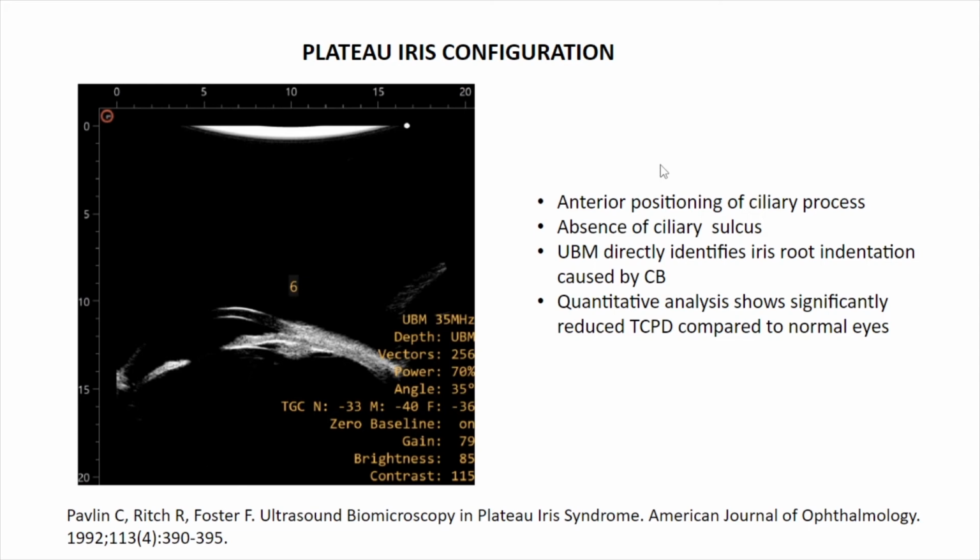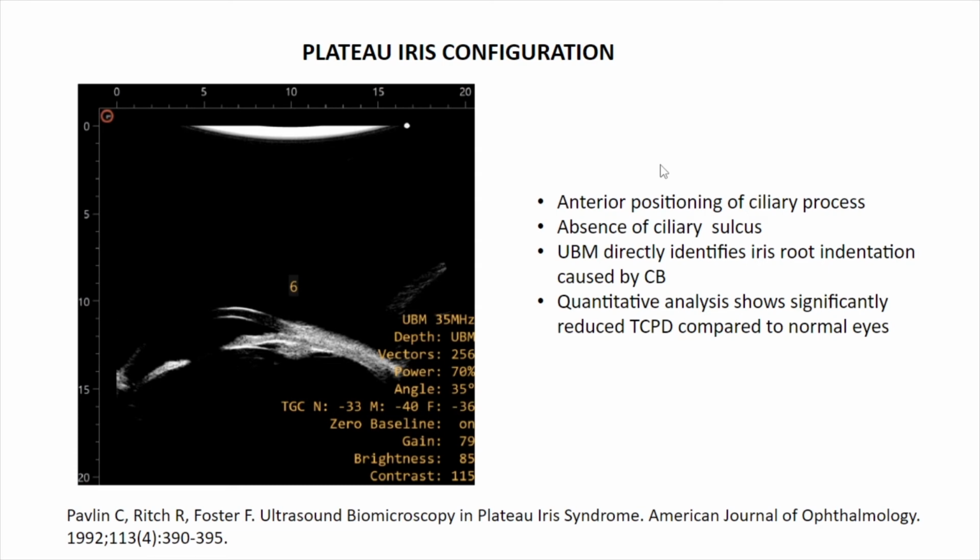Ciliary processes. Where do you see the anterior positioning of ciliary process? So usually the ciliary process should be directed more posteriorly. So here it is almost in parallel to the iris. So that is how you should identify it as anterior positioning. Okay. Absence of ciliary sulcus. Yeah, third point, where is the iris root indentation caused by the ciliary body? It's not a very good image for that, but usually you will see that the peripheral iris is pushed by the ciliary process. Okay. And of course, a closed angle.